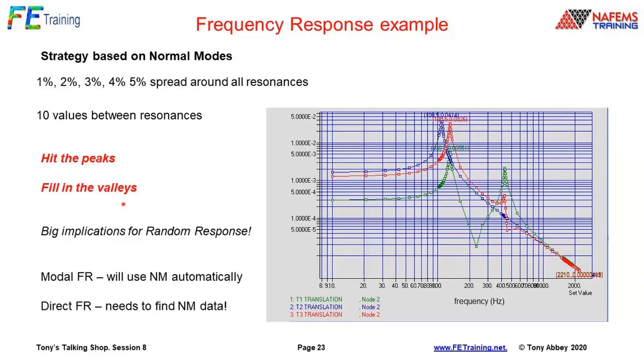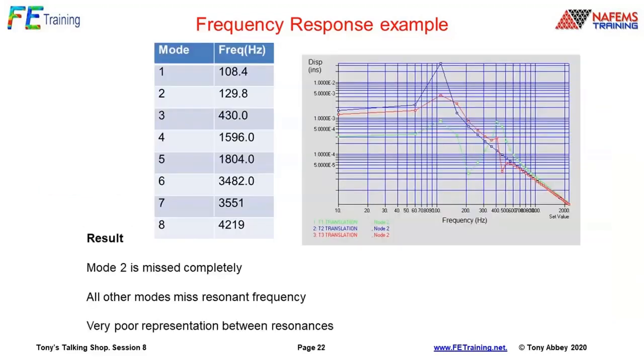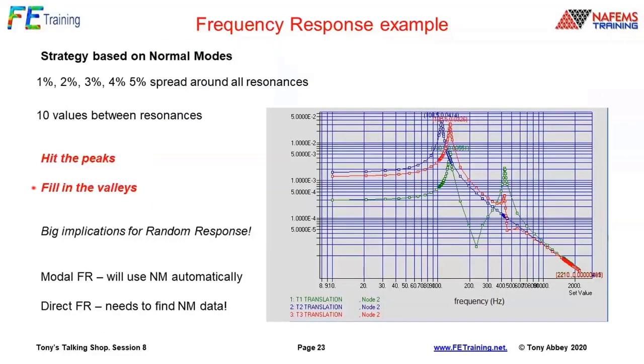Now, this has huge implications for random response analysis, because we take the area, essentially, of a frequency response curve, and we square that and we multiply it by the input PSD. So if you've got, let's go back to that one, if you've got that kind of curve, you're going to have a terrible PSD response. Your random response analysis is going to be really, really bad. So big implications for random response.